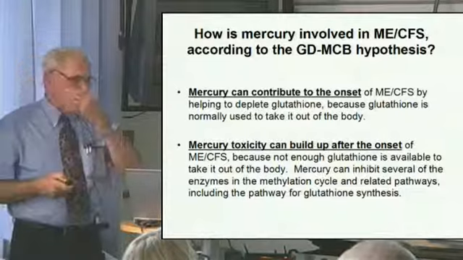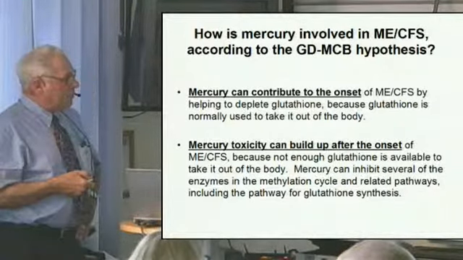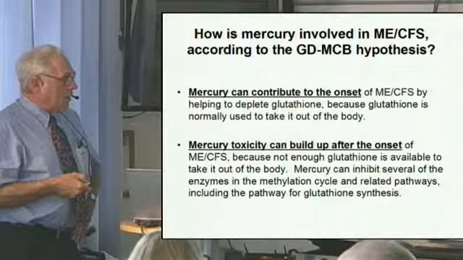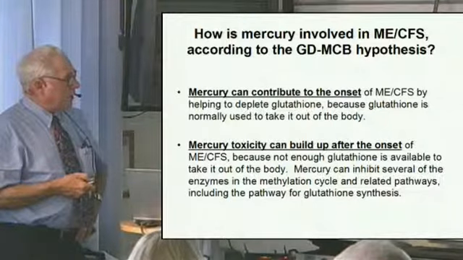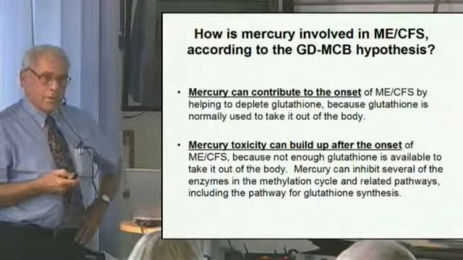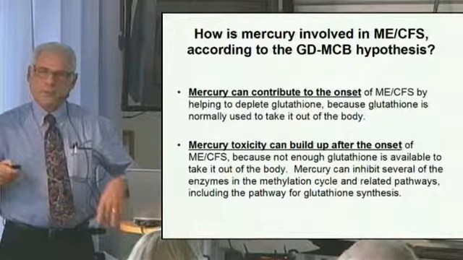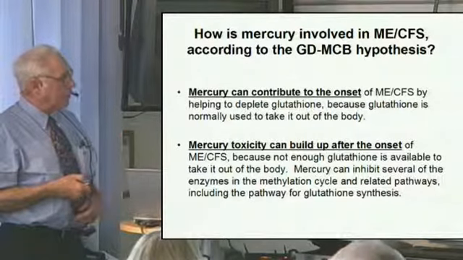I think those of you who are here know a lot more about mercury than I do, but I think it contributes both to the onset and also it builds up after the onset. Now, the contribution to the onset, well, if you have a big mercury load, you're going to contribute to the depletion of glutathione because glutathione normally takes out mercury. So that's one of the contributors to depleting glutathione.